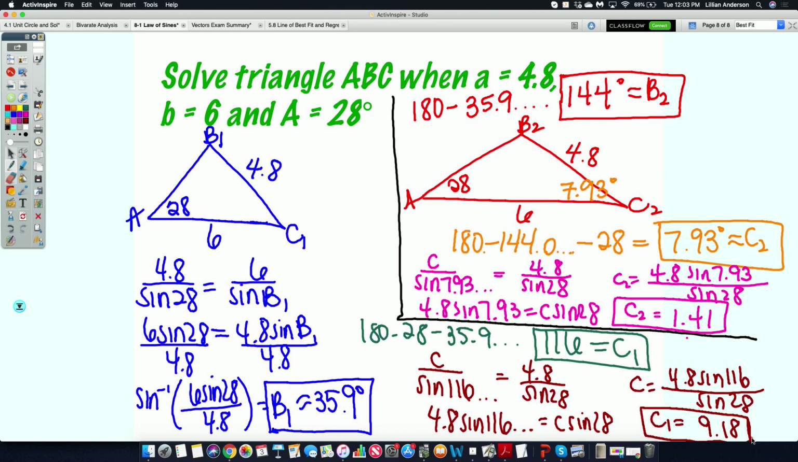And that is how you use the law of sines to find missing side lengths and angle measures of non-right triangles. Non-right triangles.